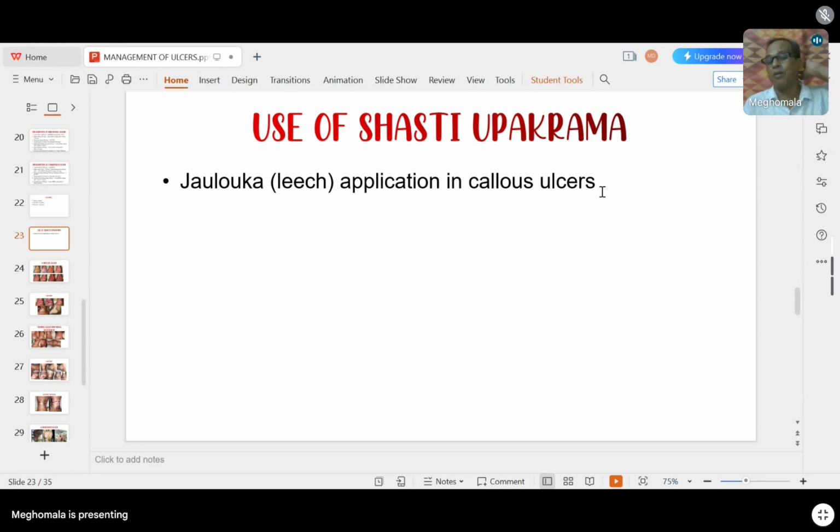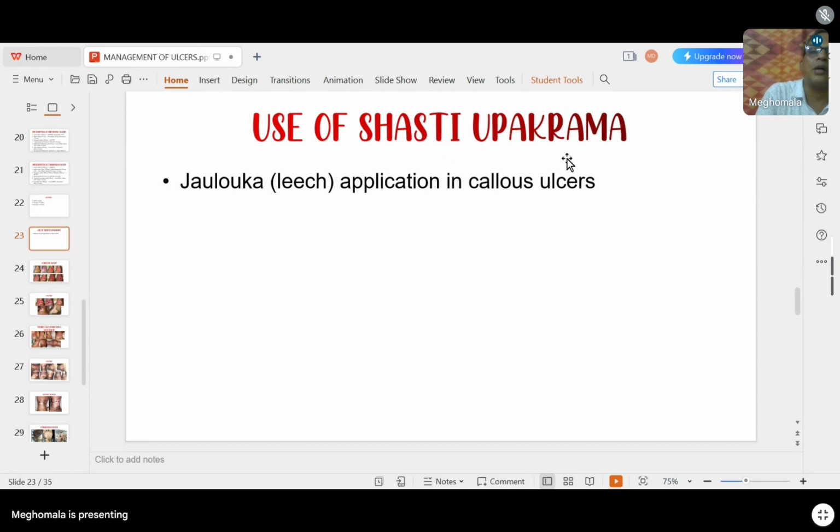I have seen that if you apply Jaloka nearby or anywhere, because Jaloka basically we should go for systemic use. It has little use as a regional part. So if you go for Jaloka application, 1 or 2 Jaloka, for 3 to 5 days, I have seen the callus ulcer shows healing. It is very much useful, as I have seen.